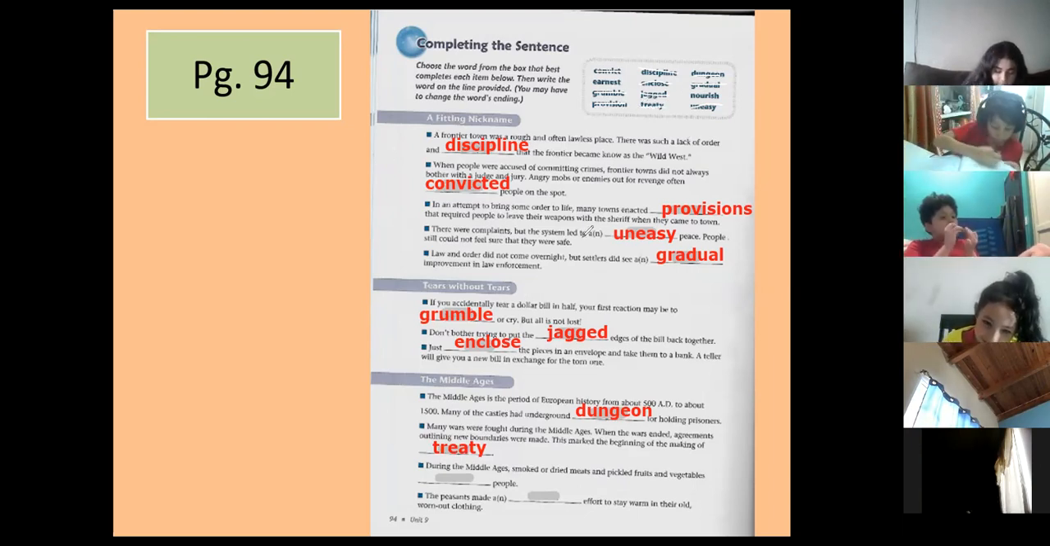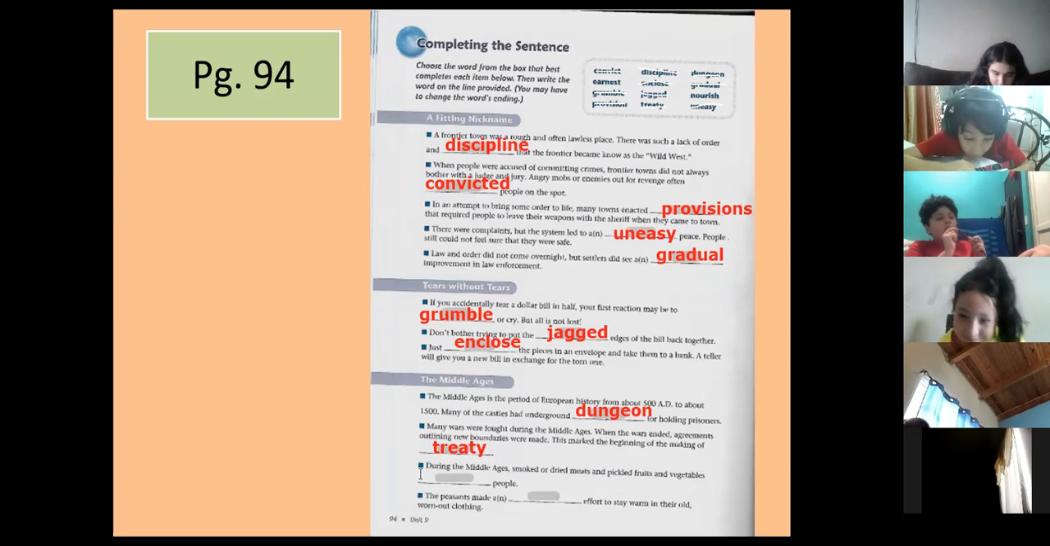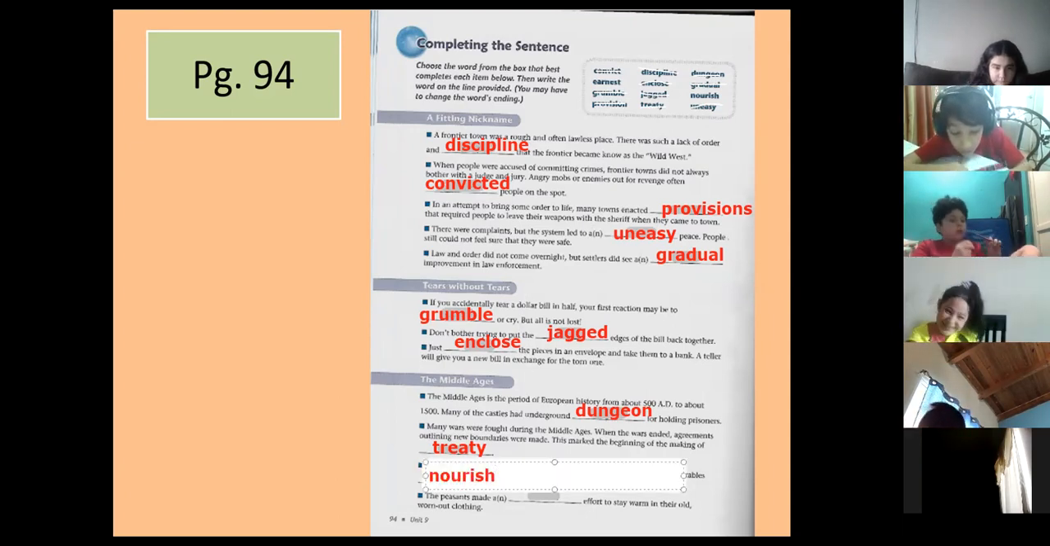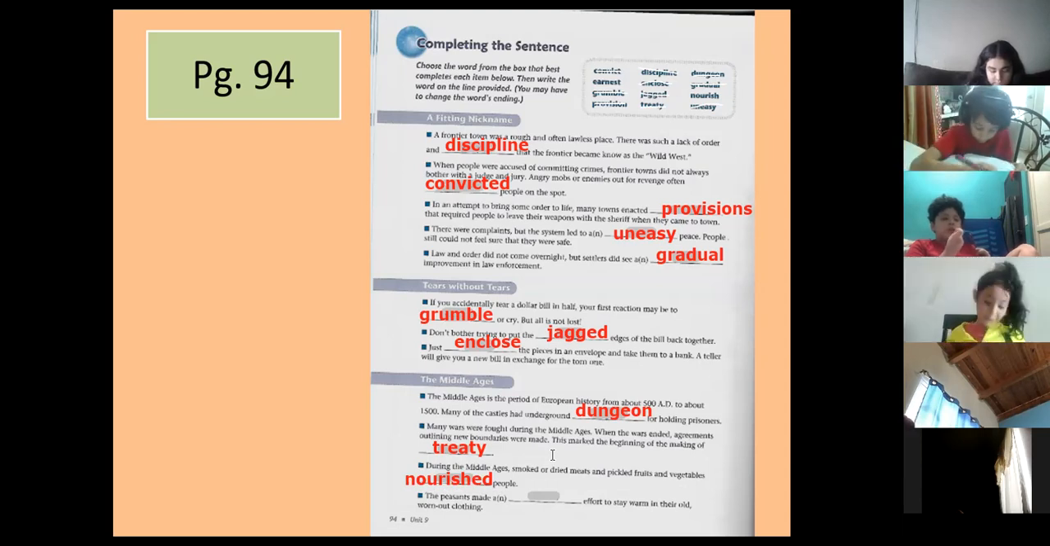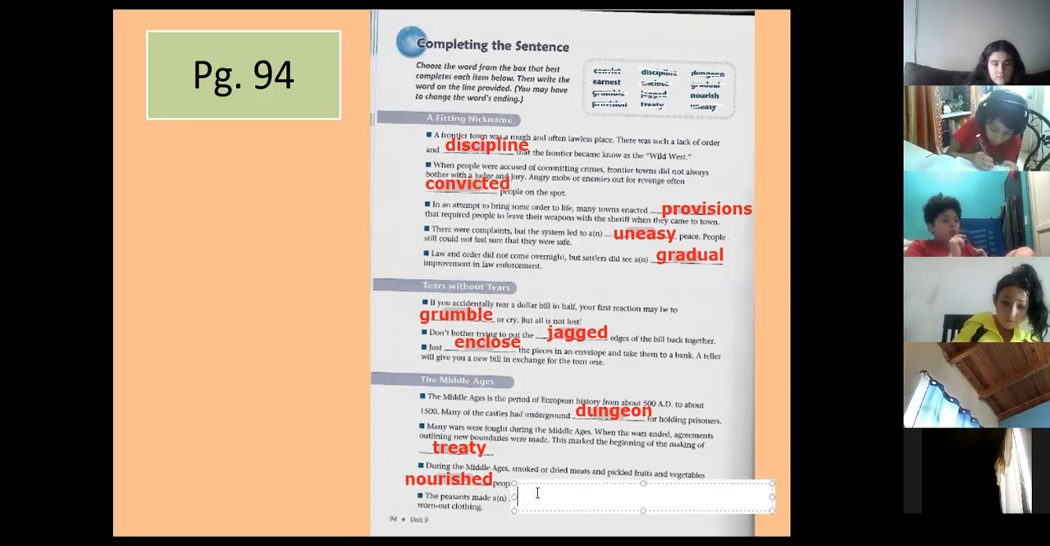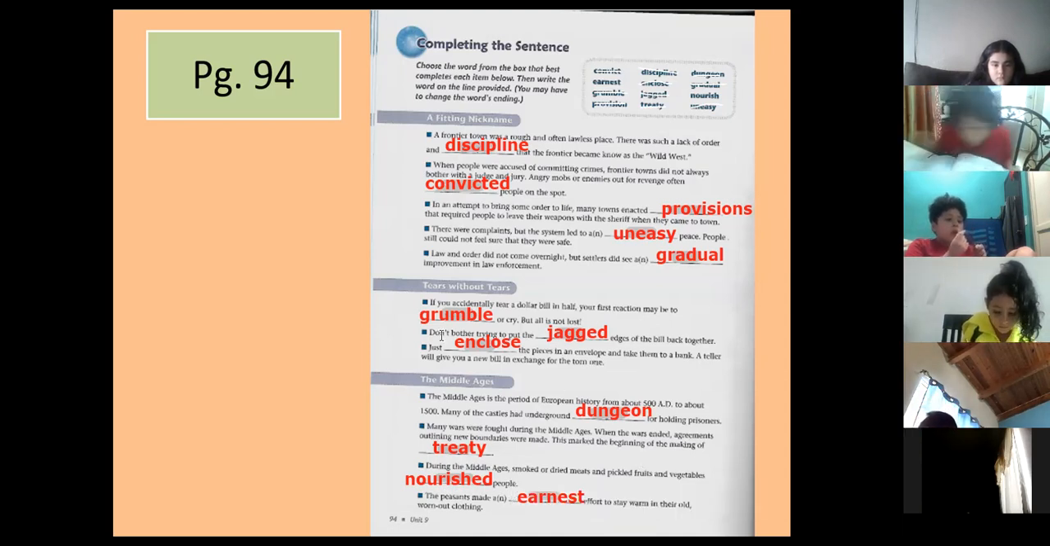So we just have two words, that is earnest and nourish. Let's see what is that word here. During the Middle Ages, smoked or dried meats and pickled fruits and vegetables, people. What is that? There's food. Nourished. Because we're talking about food. When we talk about food, we use this word because it's like eating. It's a synonym of eating, of giving food to somebody. So nourish people with fruits and vegetables. So the last word is the peasants made an earnest. That's right. Earnest effort.